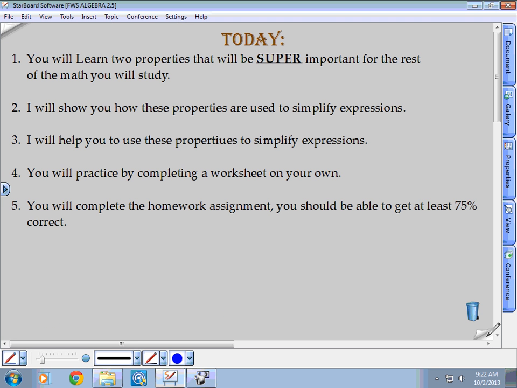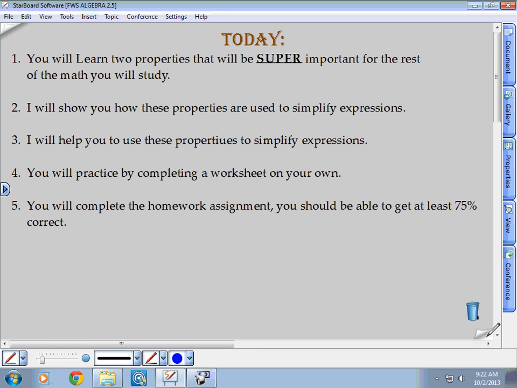Okay. So today we're going to learn the distributive property. There's one property, but we're going to break it into two sections. And these are going to be super important. You're going to use this distributive property for the rest of the year. I'm going to show you how to use those properties to simplify the expressions we're going to do today, and we'll do a few of those together.